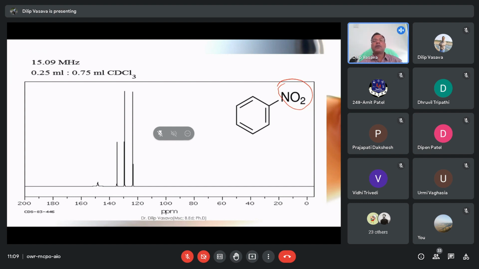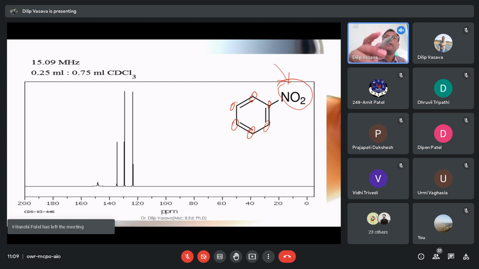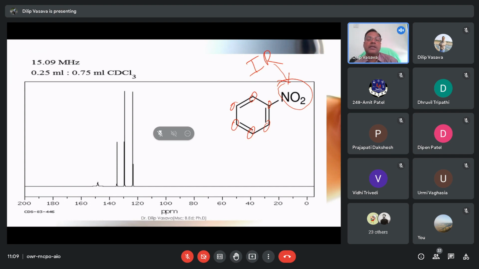So you will not get the value of NO2. We are talking about the 13C, so we will get the value of only this carbon atom. For the NO2, we have to go for the IR. From IR we will get an idea. But here we are just talking about the 13C, so we will get the value of the carbon.